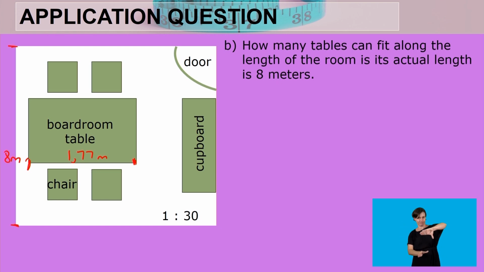So it's going to be length along length. So it means the 1.77 will now be placed in this form. So the table will be positioned in that form. So now we want to know how many of them can fit along this length.